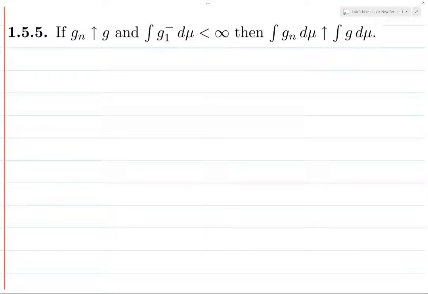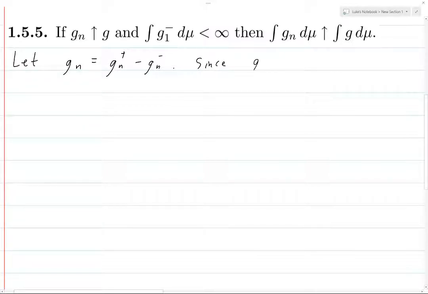Alright, so here's a nice exercise. Basically what we want to do is prove monotone convergence, but for functions which don't necessarily need to be always positive. But we also have this other condition that the integral of g1 minus d mu is finite. As we might expect, because we have this g1 minus, a good starting point is to break each gn into its positive and negative parts.